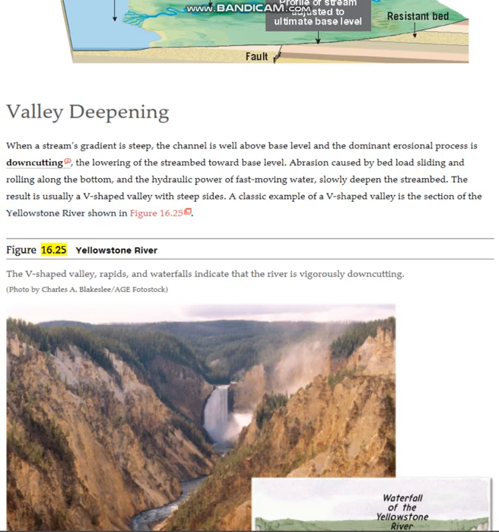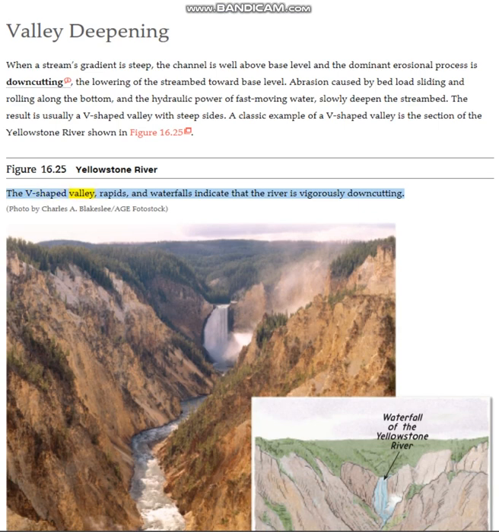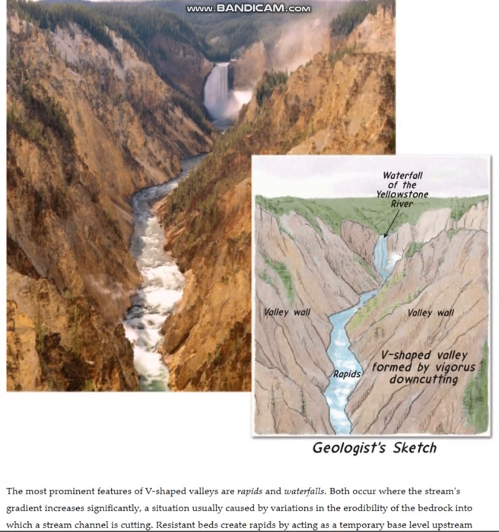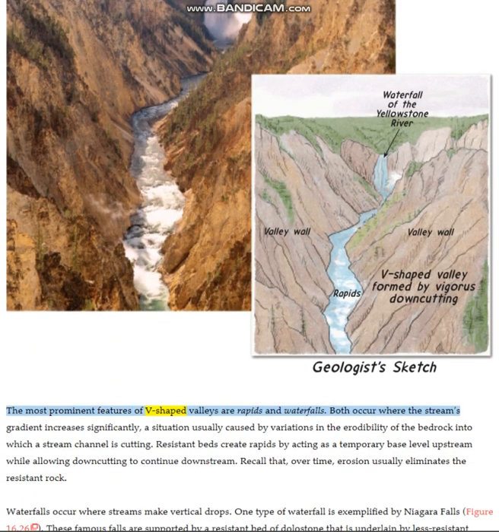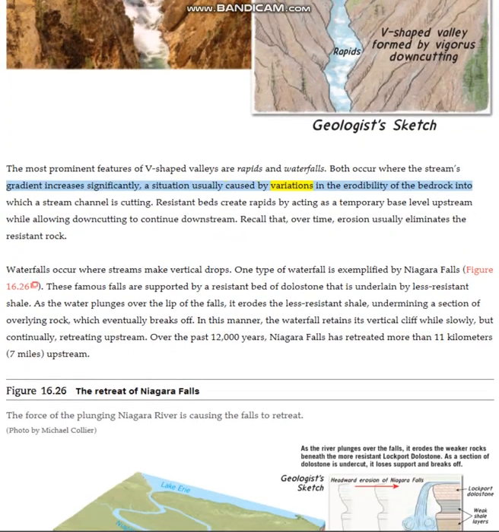Figure 16.25, Yellowstone River. The V-shaped valley, rapids, and waterfalls indicate that the river is vigorously downcutting. Photo by Charles A. Blakesley. The most prominent features of V-shaped valleys are rapids and waterfalls. Both occur where the stream's gradient increases significantly, a situation usually caused by variations in the erodibility of the bedrock into which a stream channel is cutting. Resistant beds create rapids by acting as a temporary base level upstream while allowing downcutting to continue downstream. Recall that, over time, erosion usually eliminates the resistant rock.